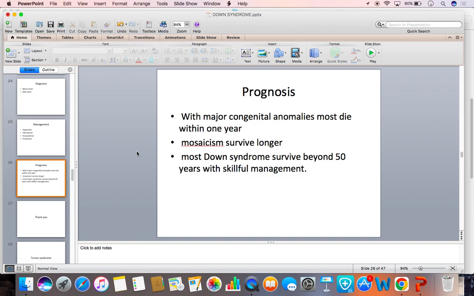But a note on the prognosis. With major congenital anomalies, most die within 1 year. Because I told you earlier, if there are lethal congenital cardiac anomalies, they perish in the first year of life. Mosaic Down syndrome, they survive longer because of few clinical manifestations, which matches with the long-time survival. Most Down syndrome patients survive beyond 50 with skillful management.